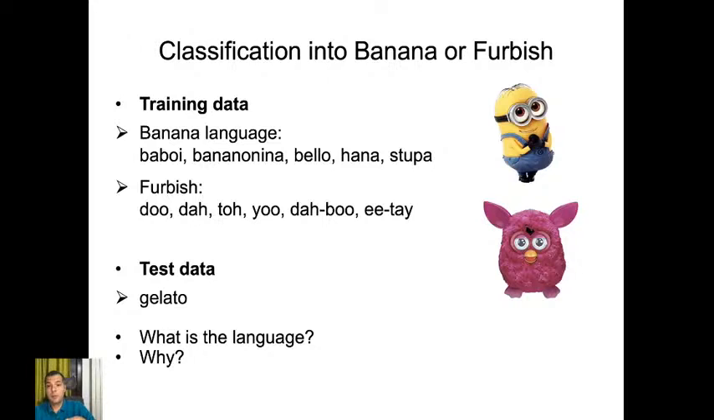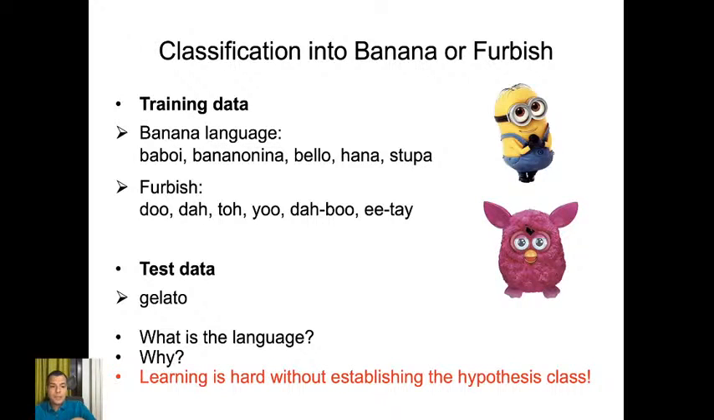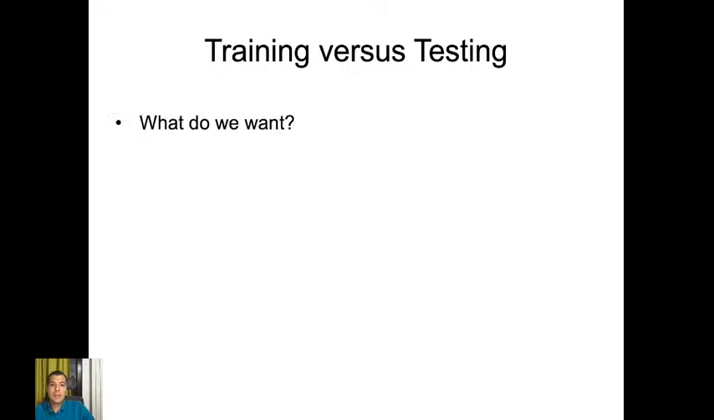For example, in banana language, there are different words borrowed from Italian. Gelato is also a word in Italian, it means ice cream, so it is also borrowed in banana language. But this is a really hard hypothesis to figure out if you just look at this set of examples. So the main takeaway here is that learning is hard without first establishing a good hypothesis class.